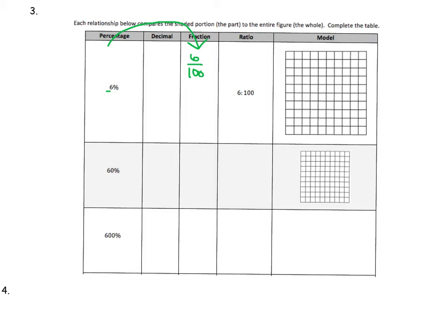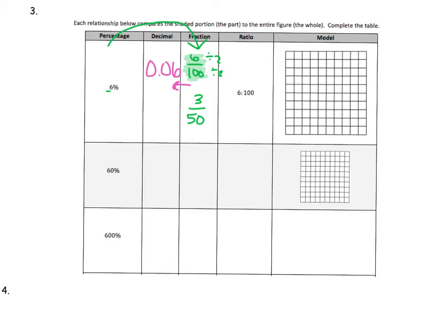But we do have to reduce, so I know that I can divide by 2. And I get 3 over 50. So I got my fraction. And remember, when my fraction's over 100, it sounds the same as that decimal. So 6 hundredths is 0.06, which is also 6 hundredths.